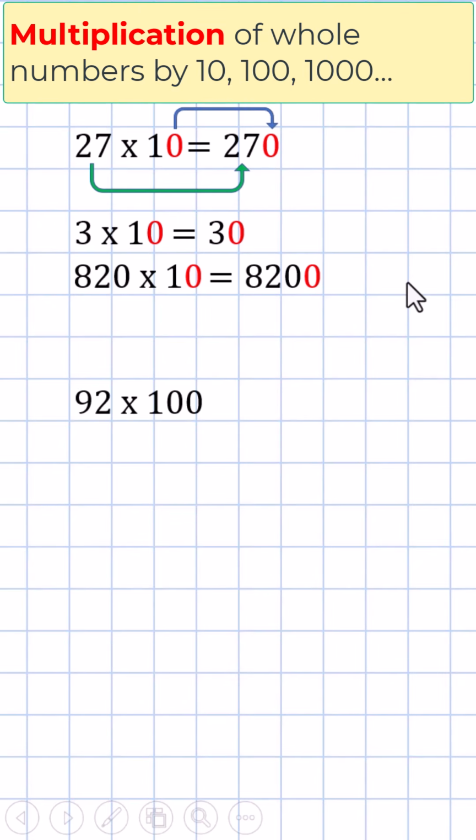Now let's move on to multiplication by 100. Consider, for example, 92 times 100. Notice that the second factor 100 has 2 zeros in this case. Consequently, the result is 9200, obtained by adding the 2 zeros from the second factor, 100, to the first factor, 92.